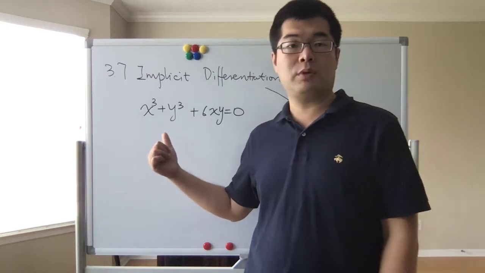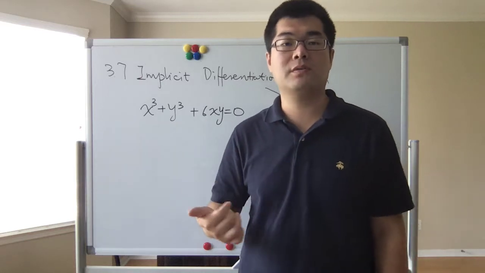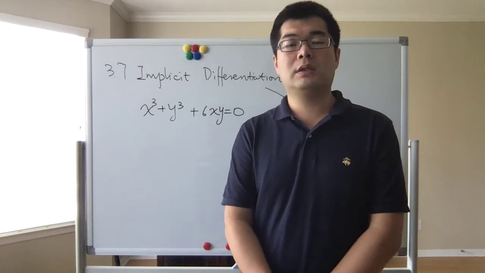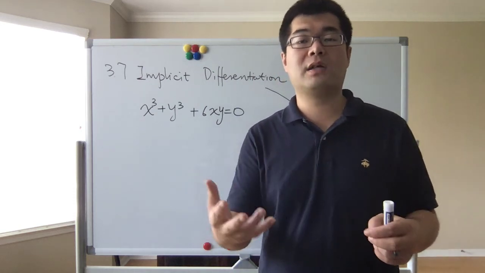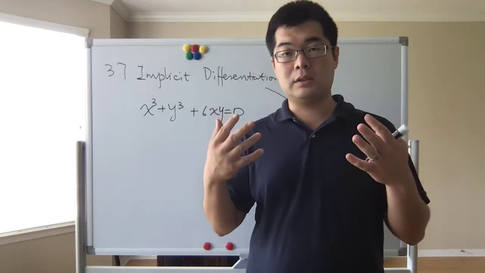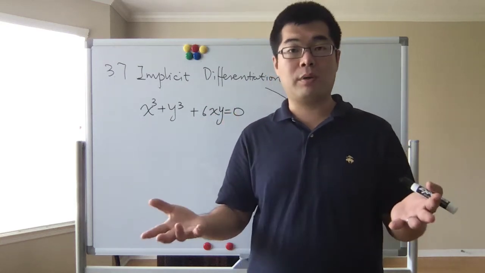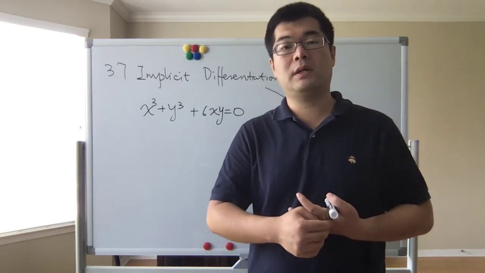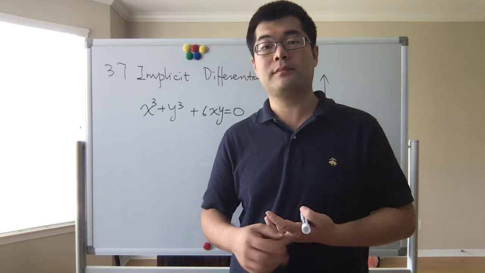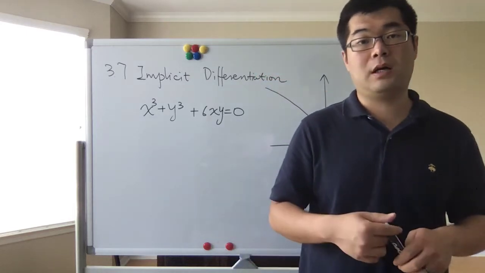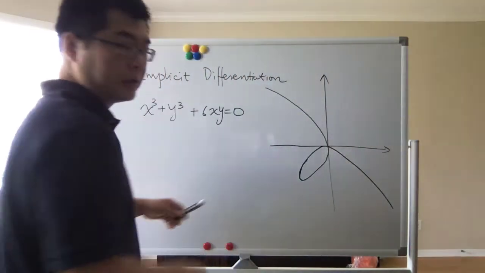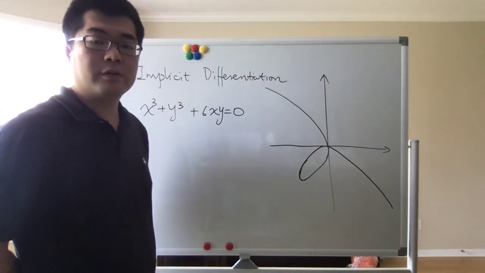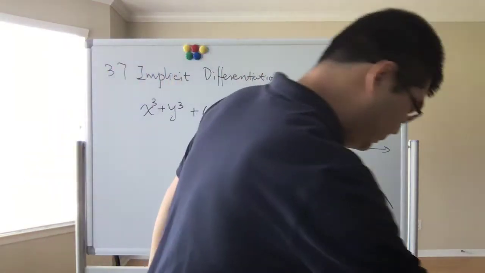And look at this example here. x cubed plus y cubed plus 6xy equals 0, okay? You can think about it, x stands for the x coordinate on the two-dimension plane, the xy plane, and y stands for the y coordinate, okay? I actually drew the graph of this equation. You can take a look at it here. It's like this, okay?